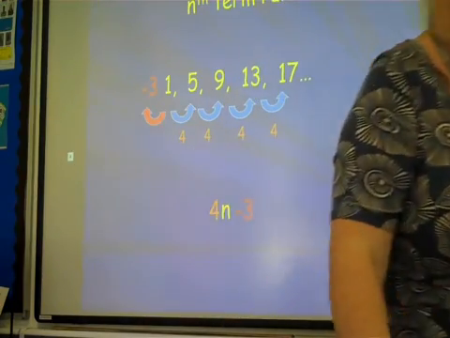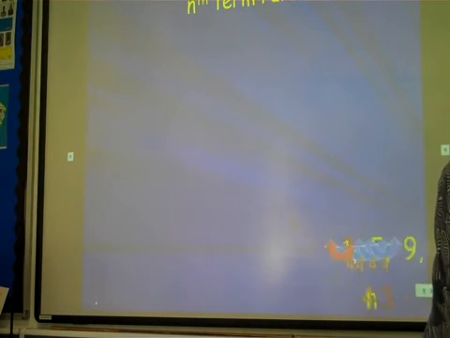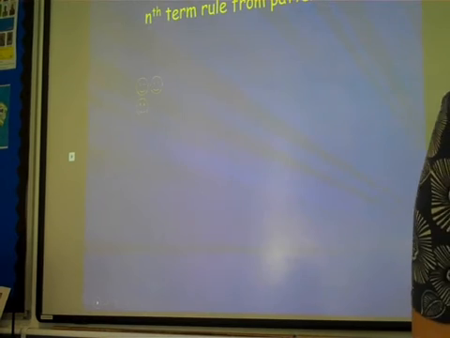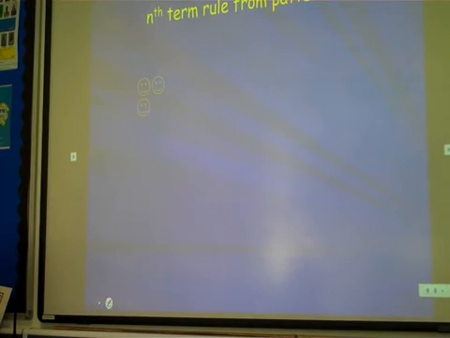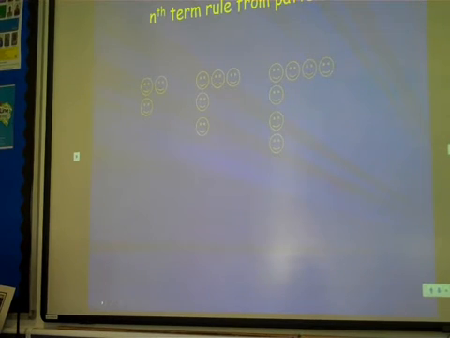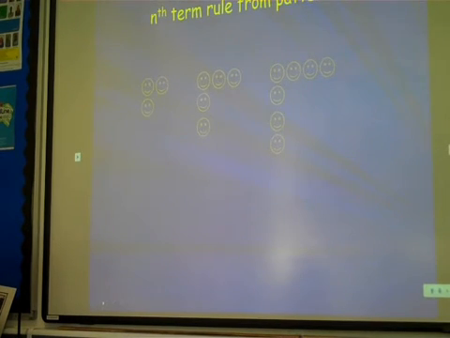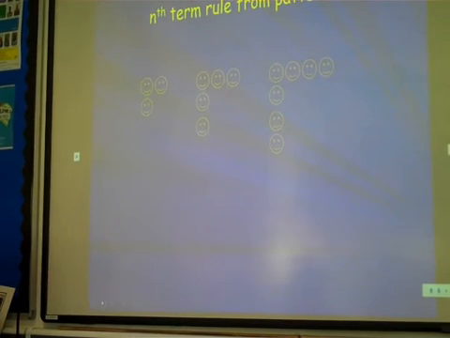Sometimes you get these as patterns. So, nth term rule from patterns. If you were given this sequence of patterns, you tend to be asked first of all to write down the next pattern in the sequence, which would be plus 2 basically. You'd have to draw the next pattern in the sequence, and then if you were asked to find the nth term rule, you count whatever it is in that sequence.